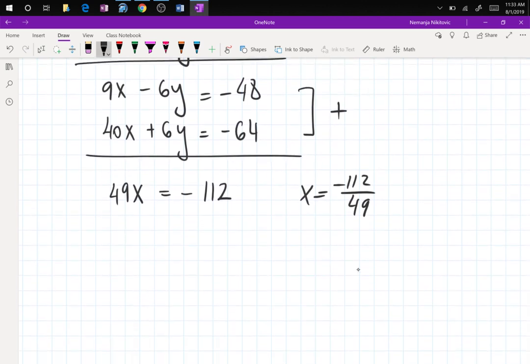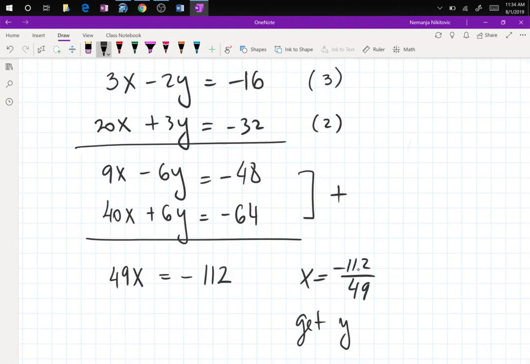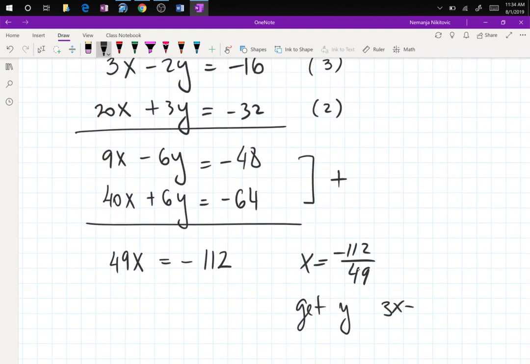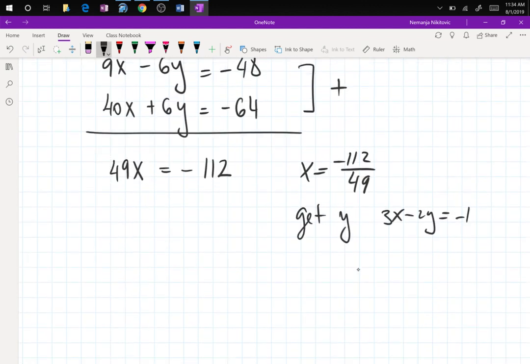So now you get y from 3x minus 2y equals negative 16. And then get z from the equation of the plane, which was 2x plus 3y plus 6z equals 10. So you just plug in x into this x here, you solve for y, you get your y, and then you plug in your x and you plug in your y, solve for z, and you have the numbers.